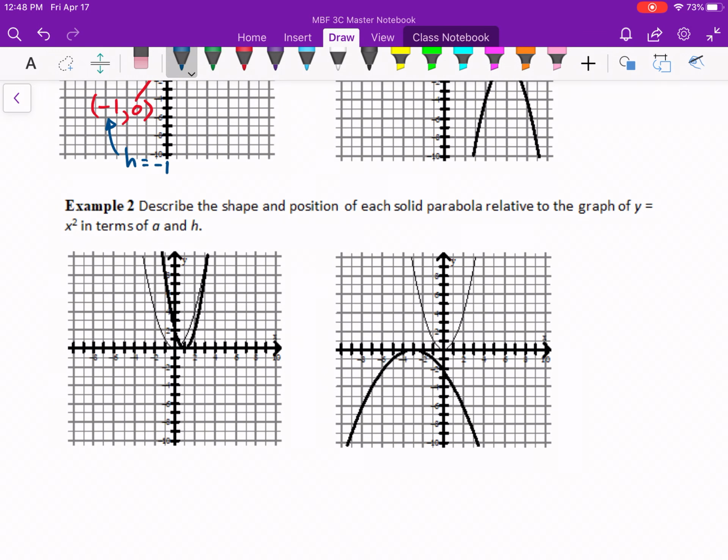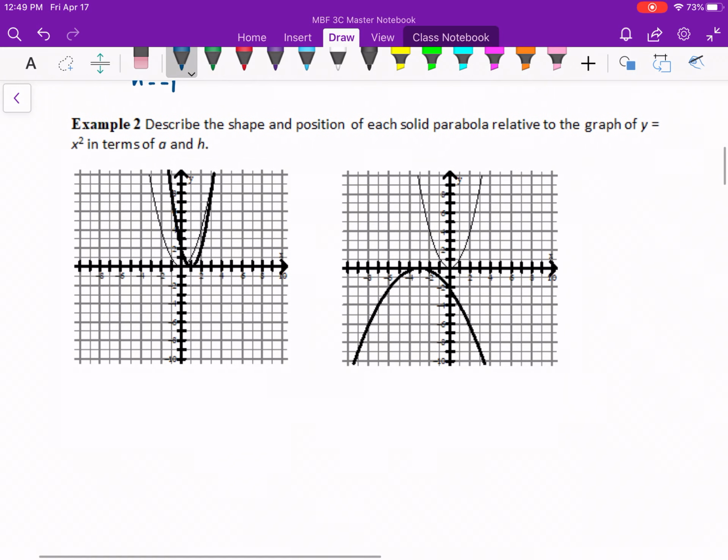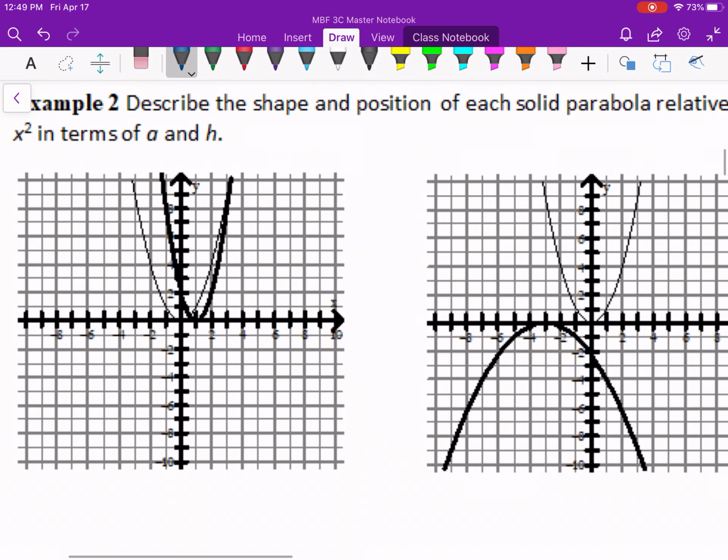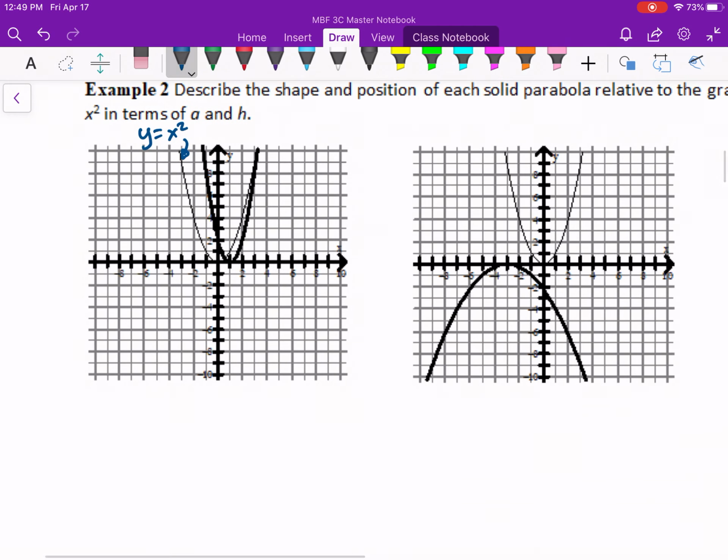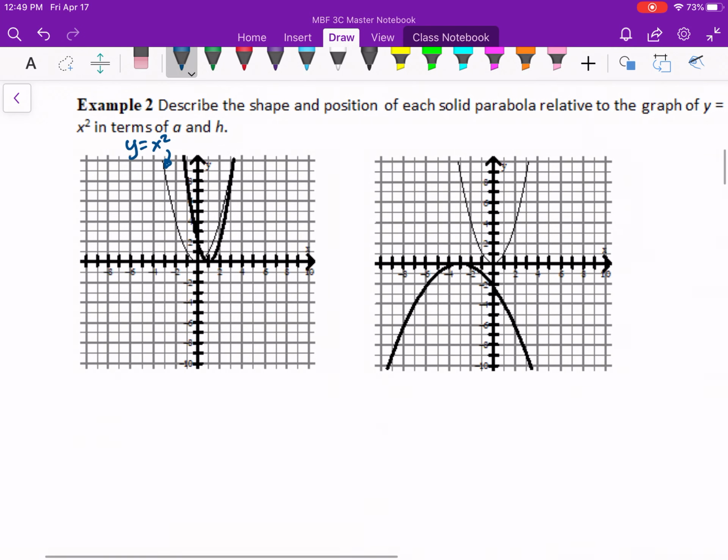Describe the shape and position of each solid parabola relative to the graph of y equals x squared in terms of a and h. All right, so again, here is y equals x squared. That's this one. So we want to say what's happened to the darker one compared to y equals x squared, the lighter one. So the shape, it looks like it's been vertically stretched. That darker one looks skinnier than the lighter one, which only comes from vertically stretching.